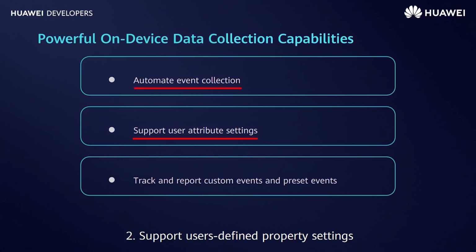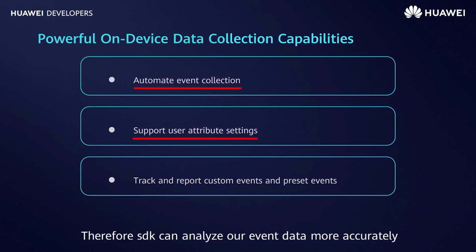2. Support users' defined property settings. All events have some public data that has always been reported by developers, such as app version, device information, location, user's ID, name, age, etc. The SDK provides some default properties such as app version, device model, location, etc. It also provides user-defined property settings. Please note that you can save 25 properties at most. These properties can serve as filter criteria for viewing events. For example, the user older than 30 who buys this mobile phone. Therefore, the SDK can analyze our event data more accurately.